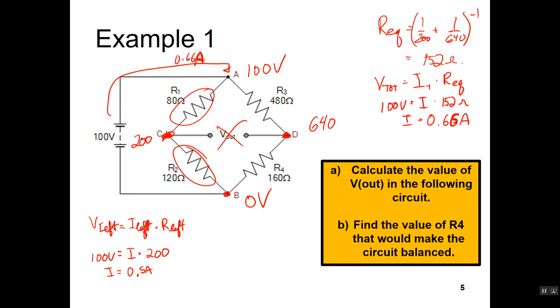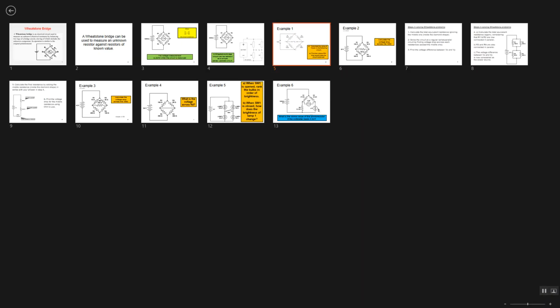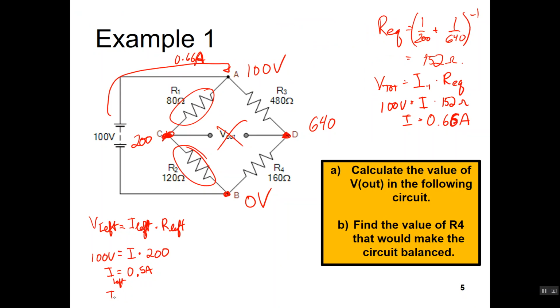You guys understand how I got that? So I can do the same thing on the right, but I don't need to because I right is just I total minus I left. So I can say that I right is going to be equal to 0.16.